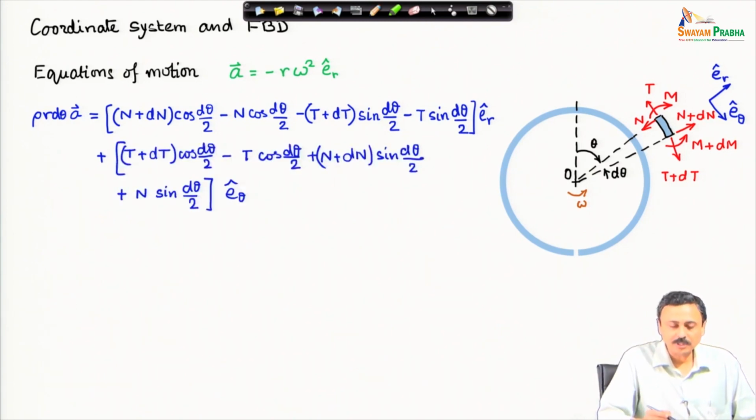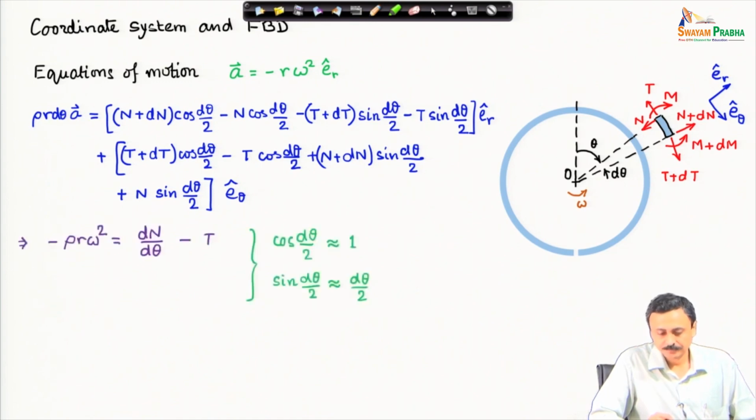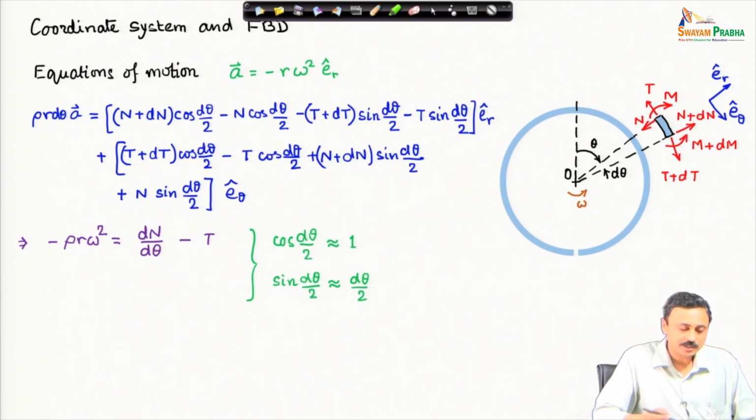Next, we write down the components of forces in the e_theta cap direction. T plus dT will have a cosine d theta by 2 component. T will have a cosine d theta by 2 component in the negative e_theta direction. N plus dN and N both have a sine d theta by 2 component in the e_theta direction. That completes the equation of motion for the translational dynamics.